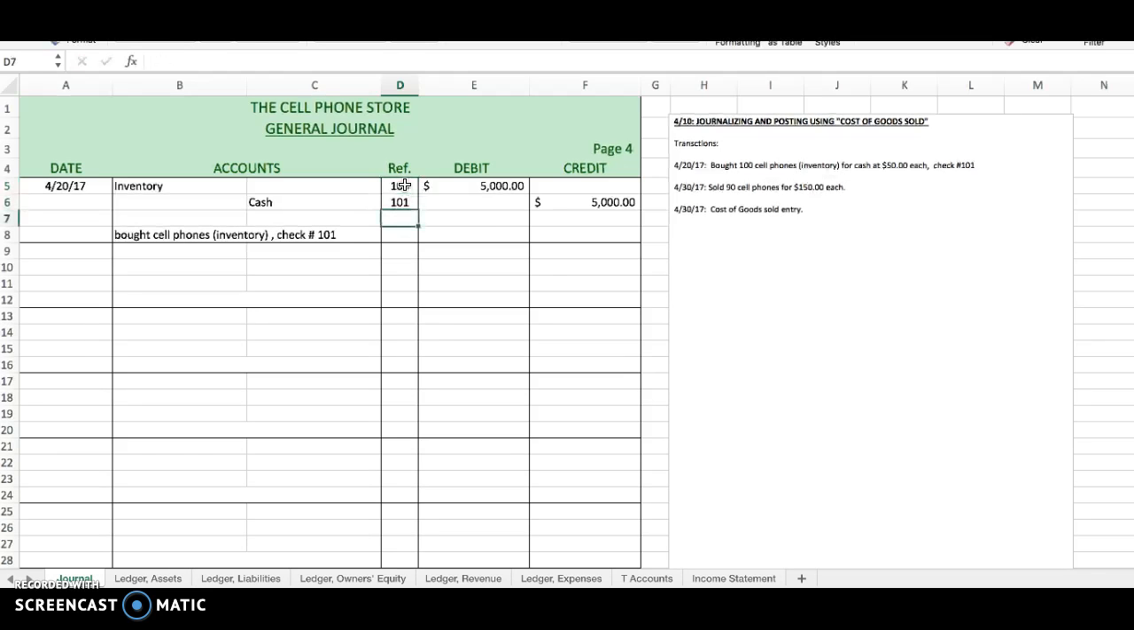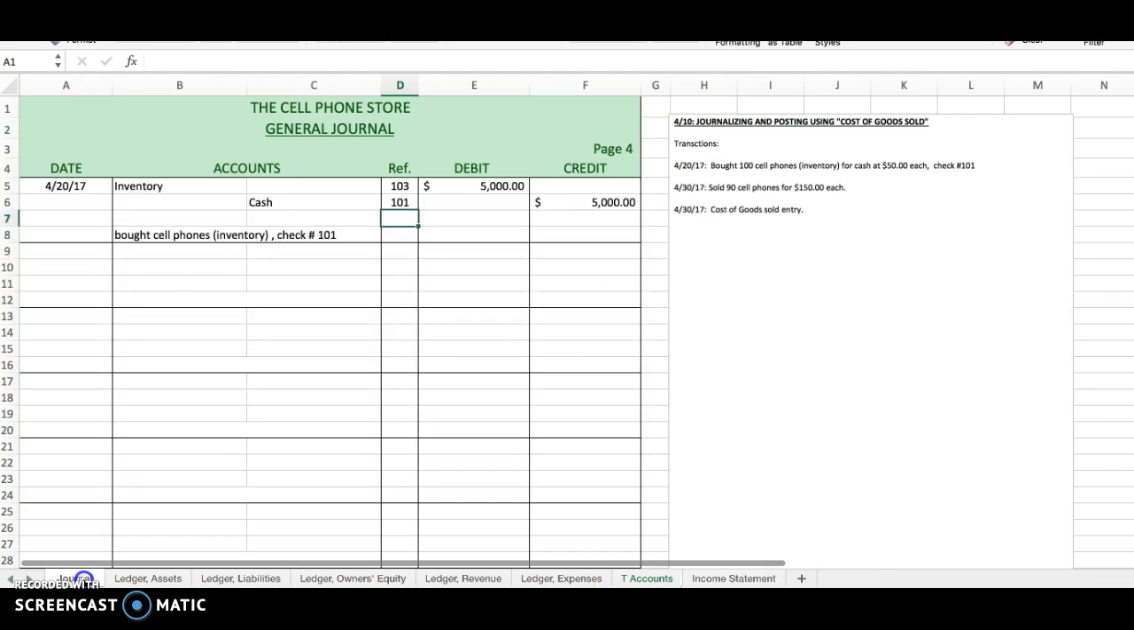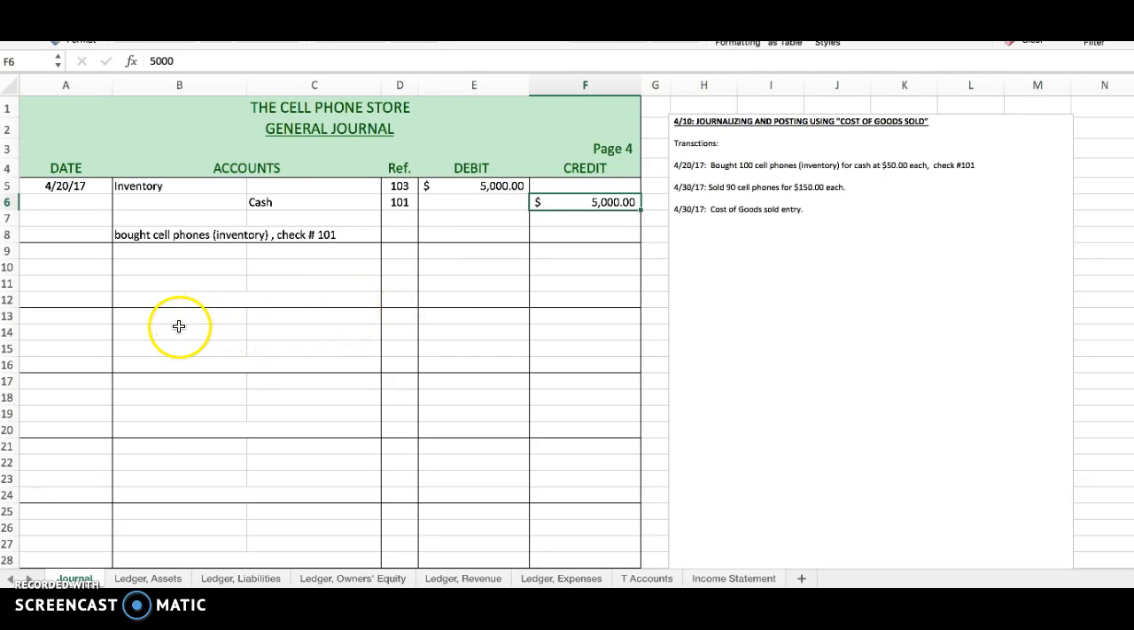So you've done this kind of thing many times. So that's how that actually looks in the journal. In the T account, it was very much of a skeleton version. In the actual journal, it is actually the same thing. Inventory is debited, cash is credited. So that's the first entry that was given to you in the video from Friday. Let's do another one.